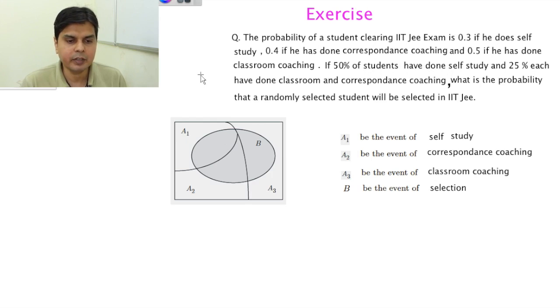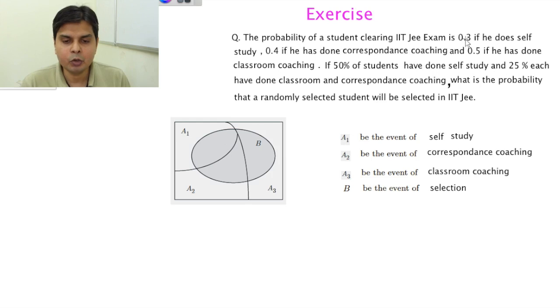Okay, this is the exercise. The probability of a student clearing the IIT JEE exam is 0.3 if he does self-study, 0.4 if he has done correspondence coaching, and 0.5 if he has done classroom coaching. If 50% of students have done self-study, and 25% each have done classroom and correspondence coaching, what is the probability that a randomly selected student will be selected in IIT JEE?